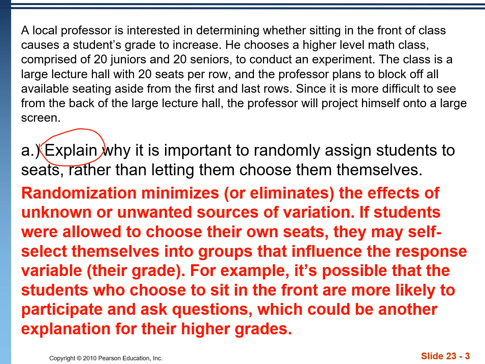Now, we've said why it's important, but we haven't explained why it's important, which is this next part. If students were allowed to choose their own seats, they may self-select themselves into groups that influence the response variable, which in this case is their grade. For example, it's possible that the students who choose to sit in the front are more likely to participate and ask questions, which could be another explanation as to why they get higher grades. So again, we're noting why randomization is important, and then supporting it with our explanation. Make sure you have both of those parts in your answer.